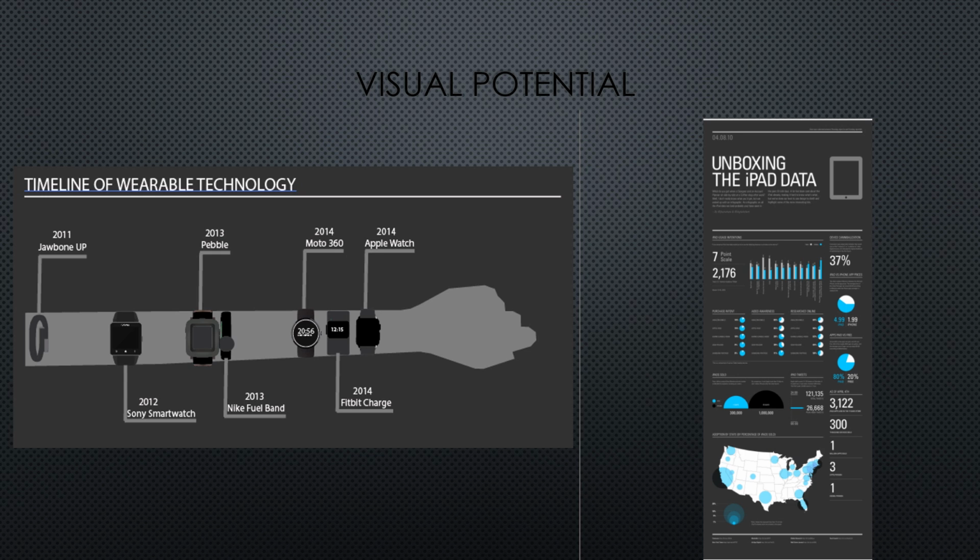I exploited the visual potential of time by creating a linear timeline showing how after each subsequent year more wearable devices are being produced. So as you can see in 2011 there's just one heavily commercialized product. 2012 there's also one. 2013 there's 2. 2014 there's 3. And if you look up to 2016, it keeps increasing. So I just wanted to show that pattern as well.